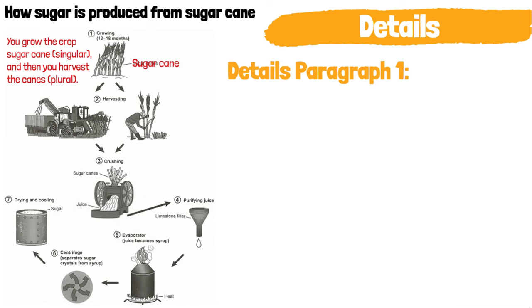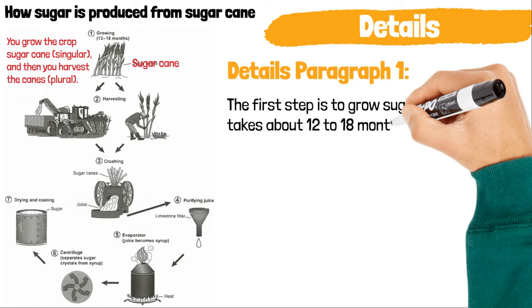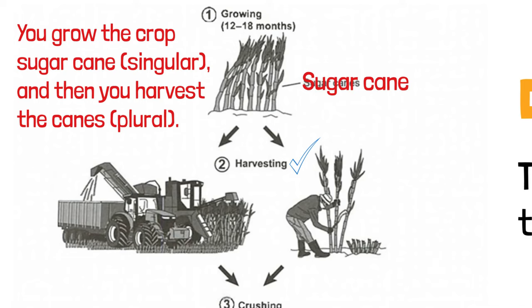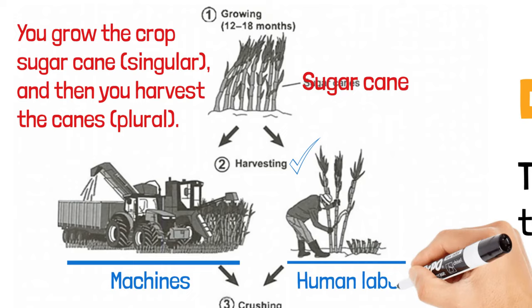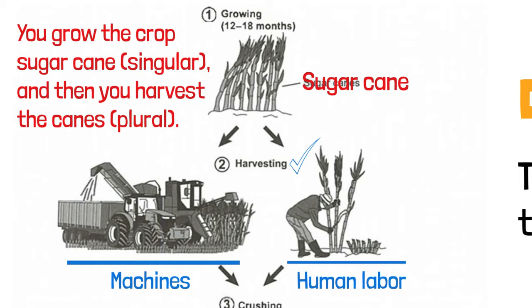So now we have the first step is to grow sugar cane and takes about 12 to 18 months for it to mature. Now step 2, harvesting. As you can see, there are 2 ways to harvest the canes. Using machines or human labor. We can actually make some comparisons between the 2 methods. You see, this person is removing the leaves. That is to say, if the canes are harvested by people, the leaves are removed first, and then the canes are chopped down. However, when using machines, the canes are harvested directly without removing their leaves.